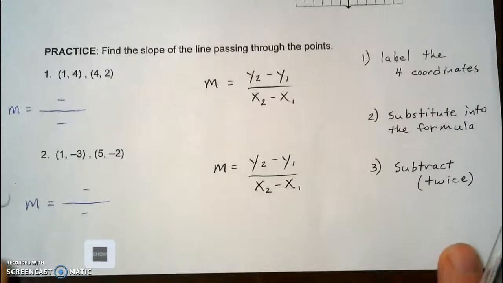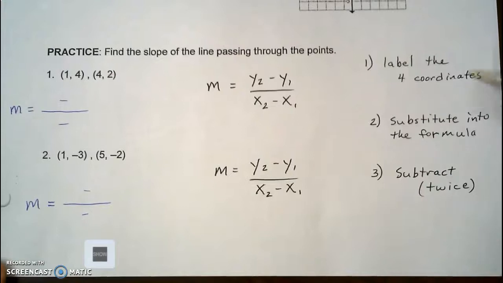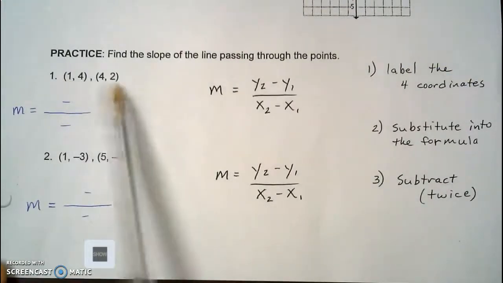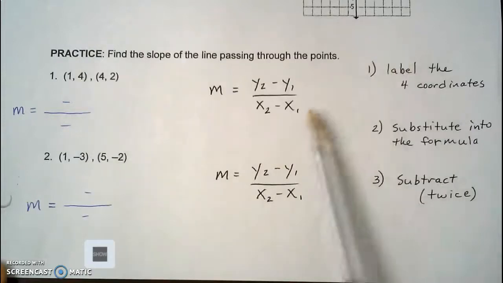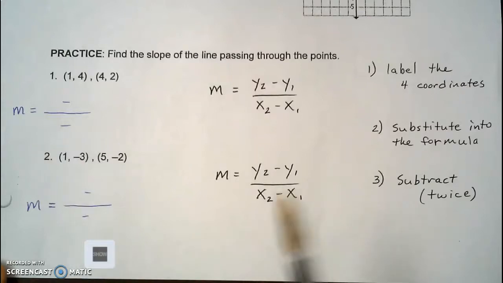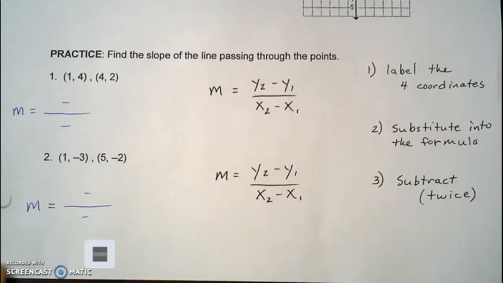So these down here, this little practice, see there's no graph. You have to use the formula. So I wrote the directions over here. Label the 4 coordinates, x's and y's, 1's and 2's. Then substitute into the formula. So I have you all set up, and subtract twice. So pause the video. As always, I encourage you to try them on your own. But here we go. Now I'll show you the assignment and we'll be done.